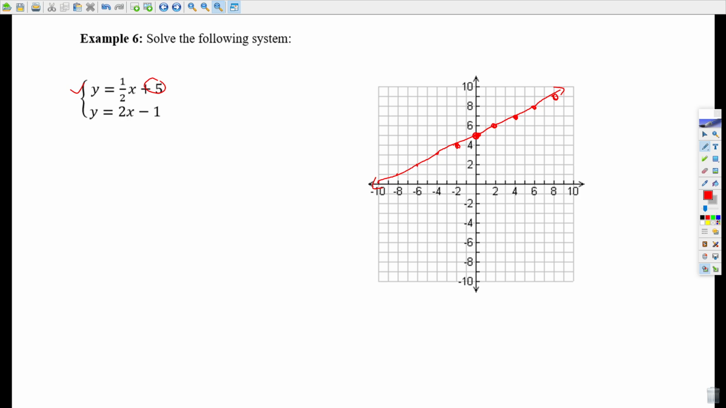I'm going to change colors and do the second one in blue. So y equals 2x minus 1. That means we start at -1 on the y-axis. There's your dot. And now this slope is 2 over 1. So that's up 2 blocks over 1. Put a dot. Up 2 over 1. And it looks like it might intersect in this next point here.